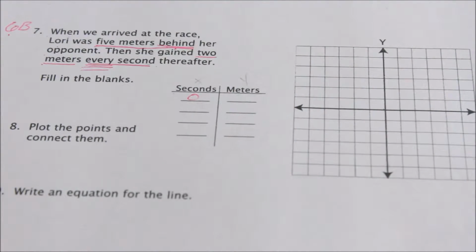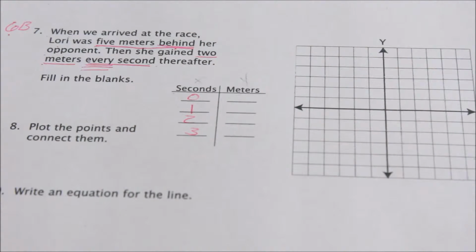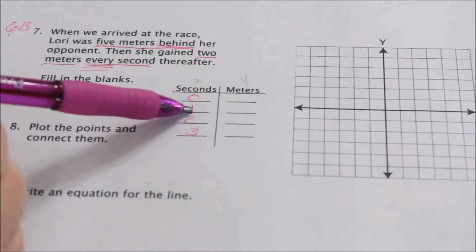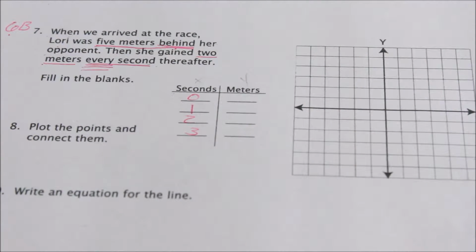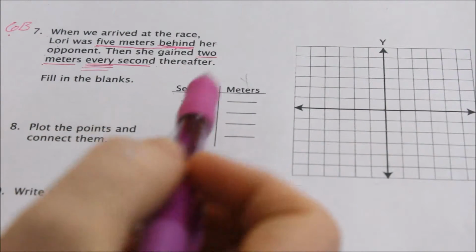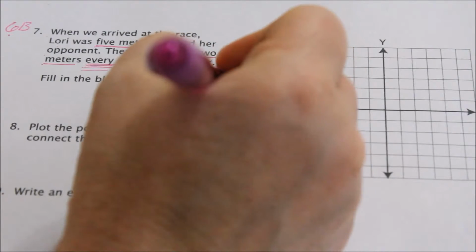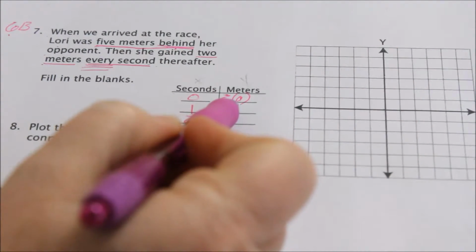How far was she at 0 seconds? Then how far was she at 1 second, 2 seconds, 3 seconds? I'm just picking those. I could pick 10 seconds if I want. So I'm always going to start out with the easiest numbers of 0, 1, 2, and 3. So at 0 seconds, how far along was she in the race? Well, she went 2 meters every second. So 2 meters every second, we've gone 0 seconds.